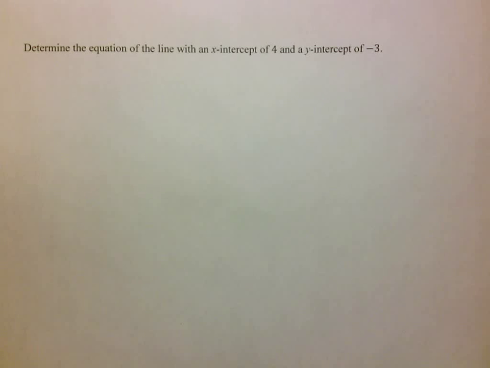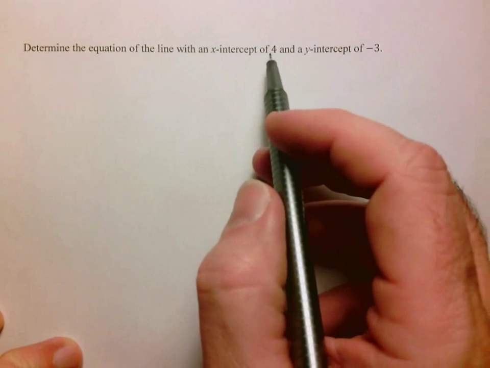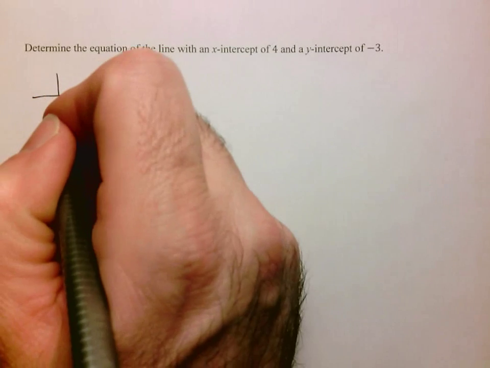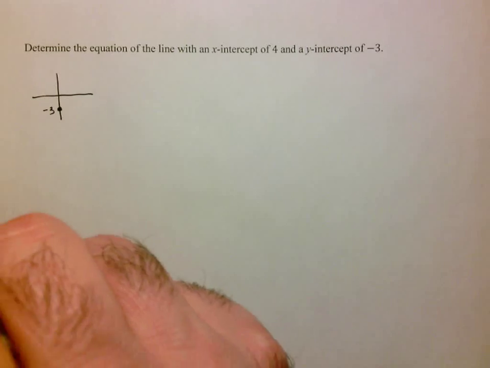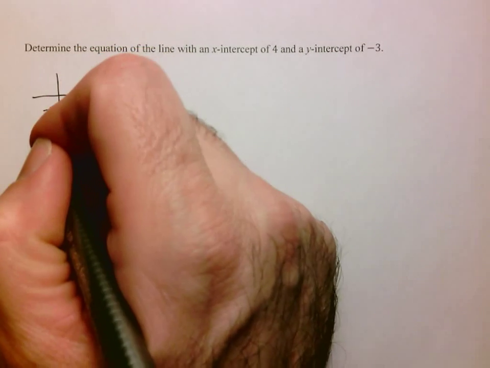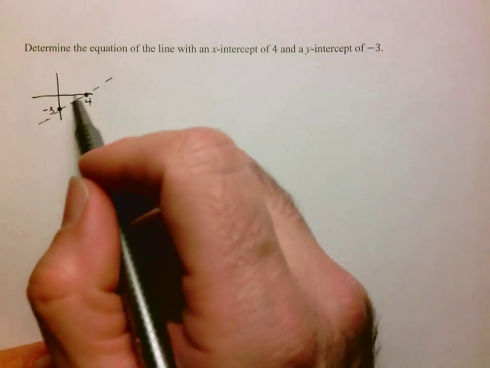Hi folks, we're going to take a look at an example of finding the equation of a line given the two intercepts. Here we're given that the x-intercept is 4 and the y-intercept is -3. So just to get a sense of what this looks like, I'll draw myself a little sketch. The y-intercept represents where the line goes through the y-axis and the x-intercept where it goes through the x-axis. If I join these two points, I can see that I should be expecting a line with a positive slope.